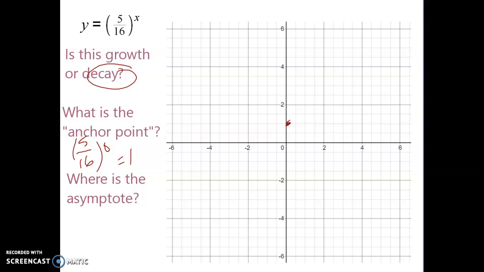Now, where's the asymptote this time? Well, if it's a decay model, as I move to the right, it's going down. So therefore, my asymptote is going to be on the right-hand side of the x-axis. And if I connect the dots, this is a decay model, so it's going to start high, go through the anchor point, and then go next to the asymptote, but remember it never actually touches, never actually crosses. It stays slightly above it all the time.